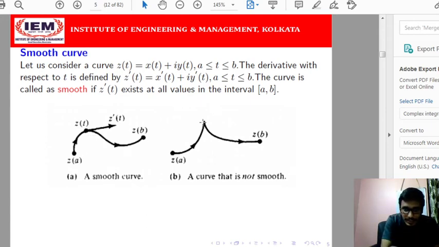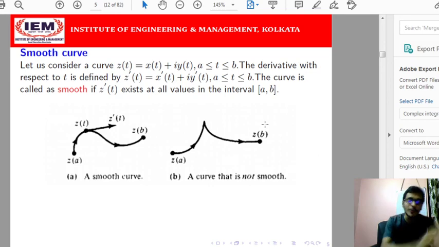But here, if I consider this part of the curve, at all other points the tangent can be drawn and it will be unique. But at this point it is not possible to draw a tangent, because you can draw in that direction or in that direction. So there is no unique direction. The slope will be parallel to the y-axis, making the angle pi by 2 with the x-axis, so the slope will be infinity. So that will not be a smooth curve.